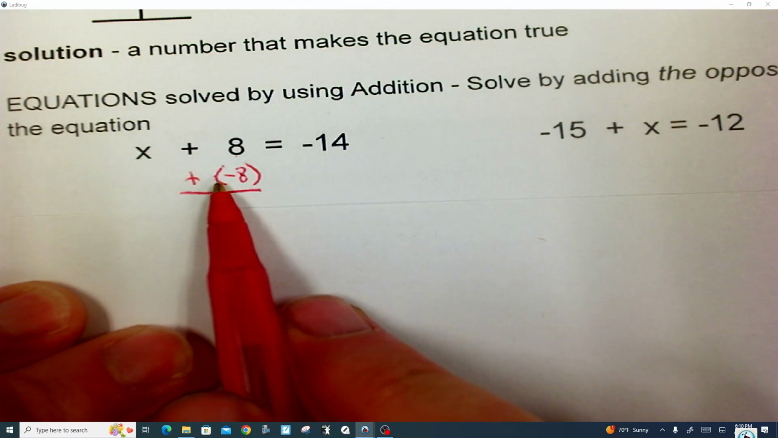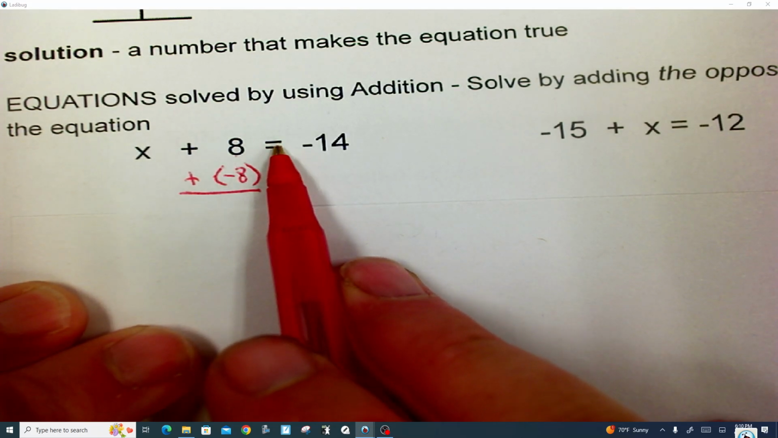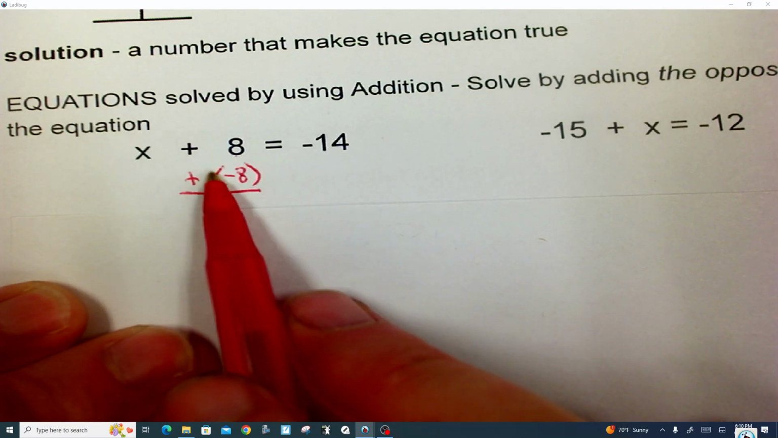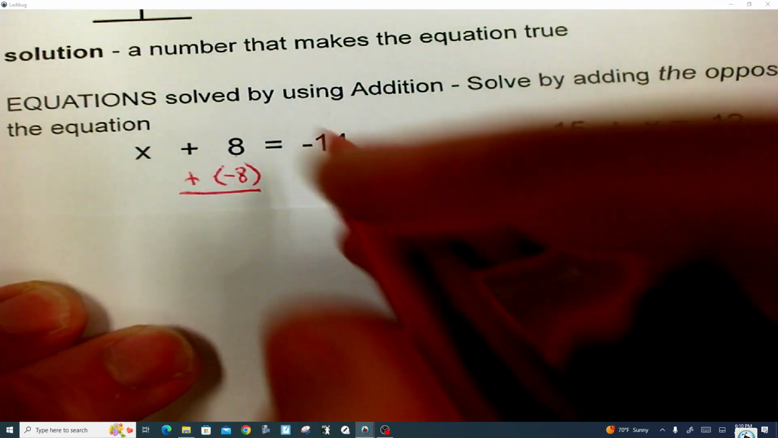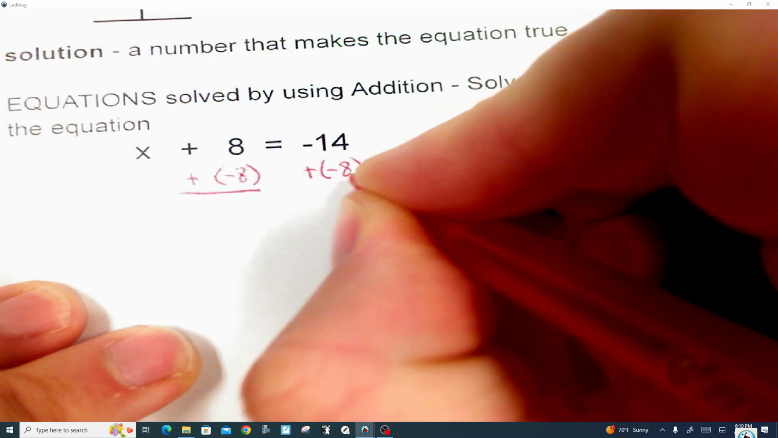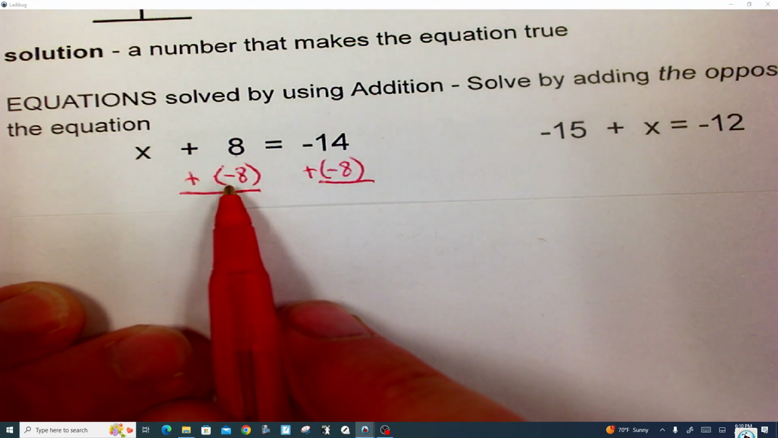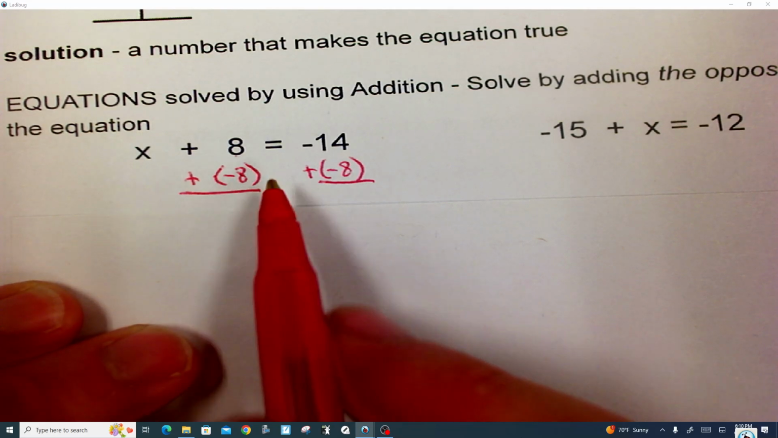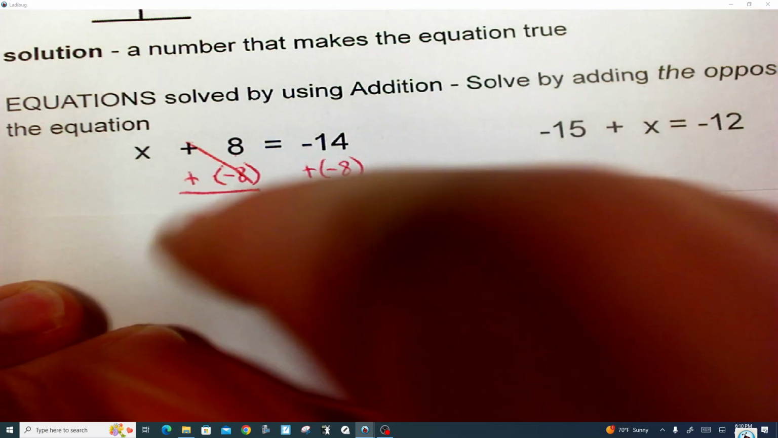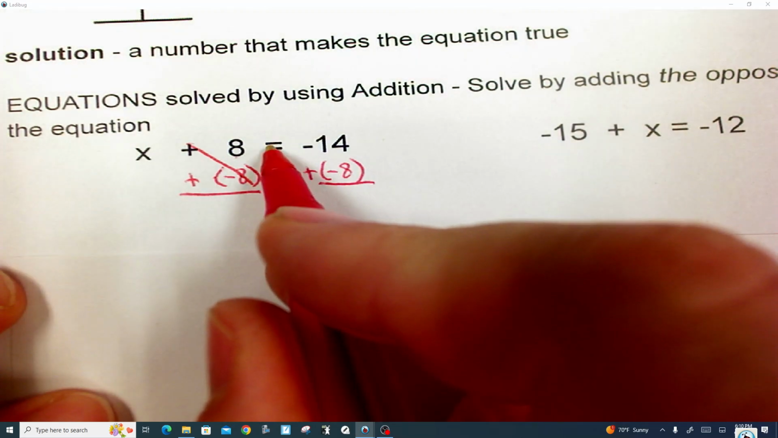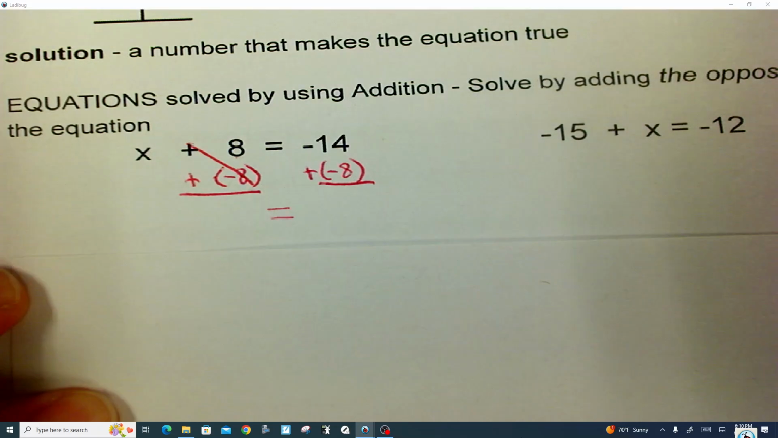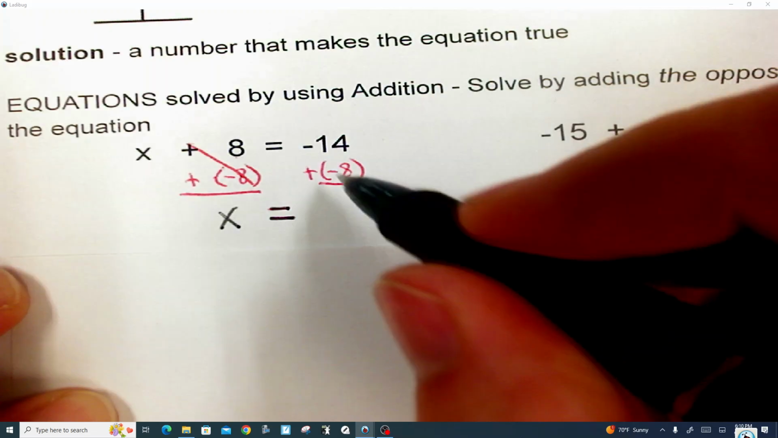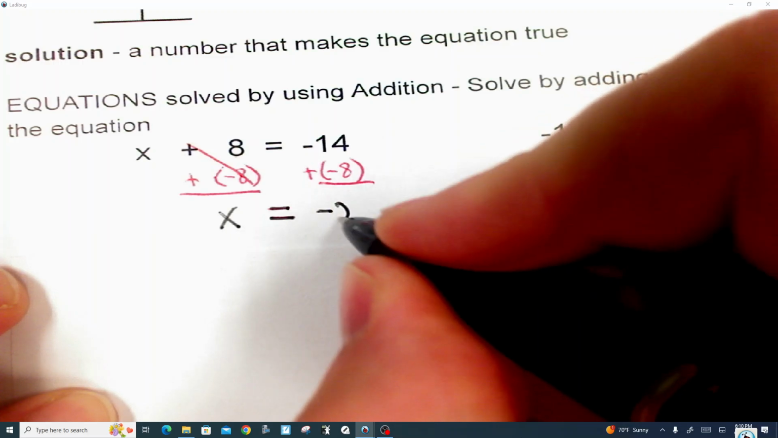negative 8. And once we do it to one side of the equation, we go to the other side of the equal sign and do this exact same thing over here. We don't say plus 14. We say, since we added plus negative 8 on this side, we're going to add plus negative 8 on the other side. You do not have to put the negative in parentheses, but sometimes it helps to see that it's a negative. So now this x is all by itself. The equal sign drops straight down, and this x can cheat over a little closer to the equal sign since nothing's in front of it now. That makes it a little easier to see. And negative 14 plus negative 8 is negative 22.